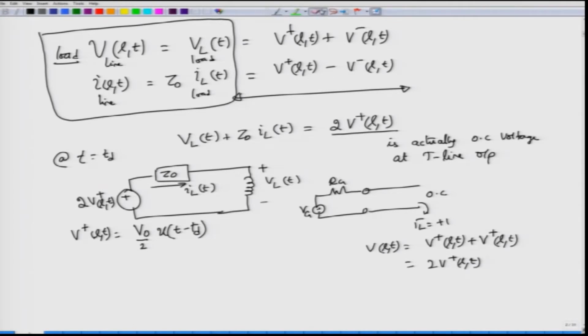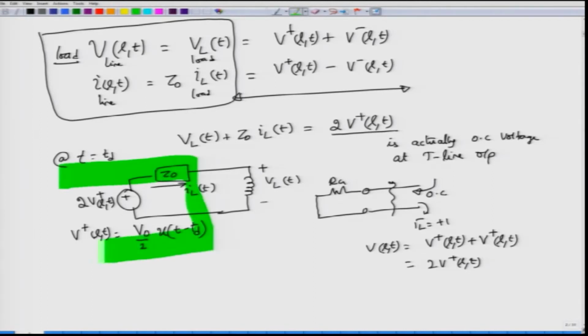And further, if I remove this VG, that is if I short circuit this VG and look from this side, what is the input impedance over here? I see that the input impedance looking at this point will be equal to Z0, because this RG is now equal to Z0. So essentially what we have written, this portion of the circuit, okay.